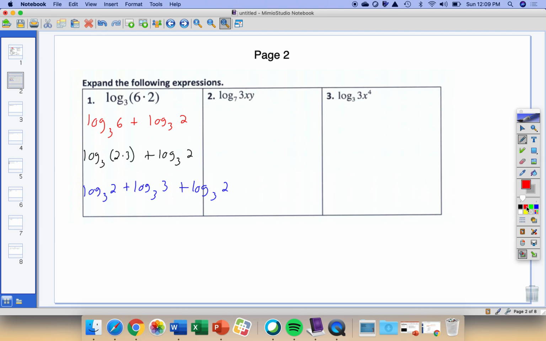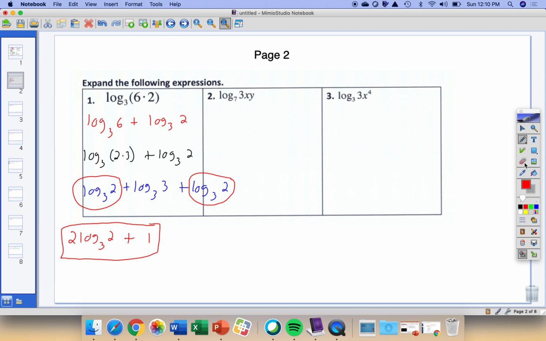And I can do it one more time because here I have common terms, so I can combine these two terms into 2 log base 3 of 2. And then we learned in our last section that log base 3 of 3, if the base and the number is the same, it just becomes 1. And that would be my final answer. This and this are the exact same thing.